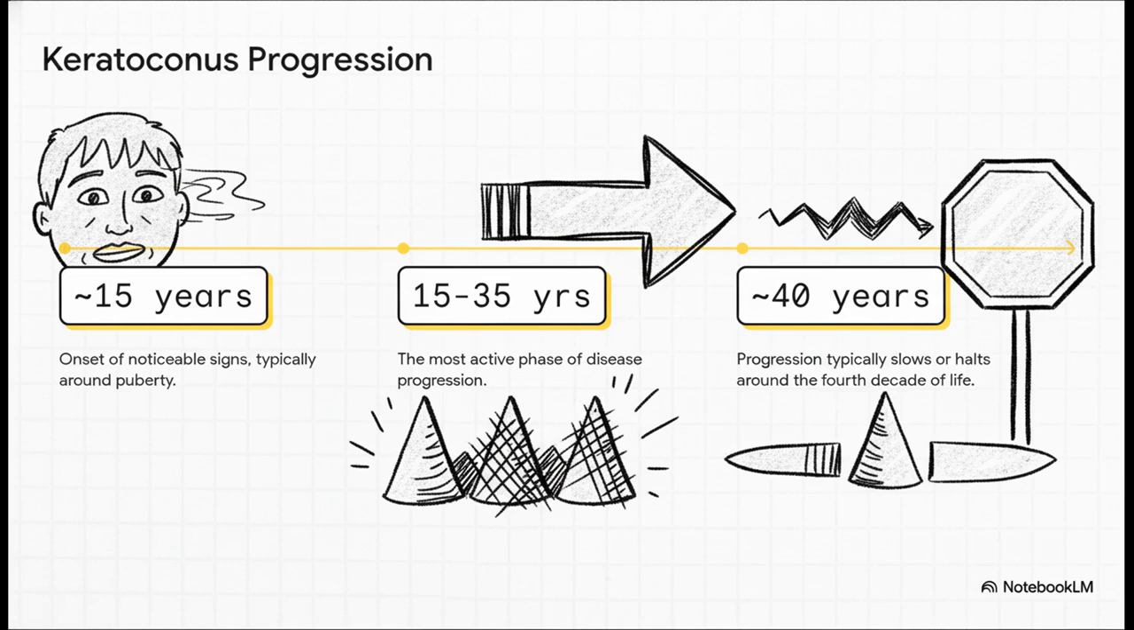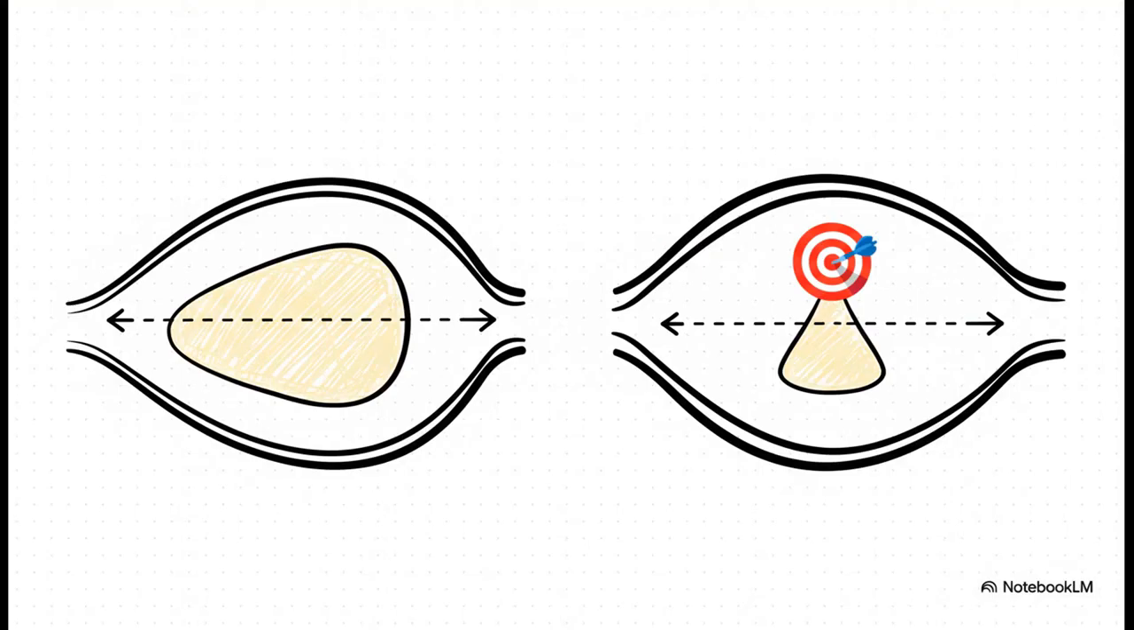The disease usually shows up around puberty, and it progresses most actively until they're in their mid-30s. This active window is precisely when an intervention like corneal cross-linking can be most effective at stiffening that cornea and hopefully halting the progression. It's important to remember that not all cones are shaped the same.